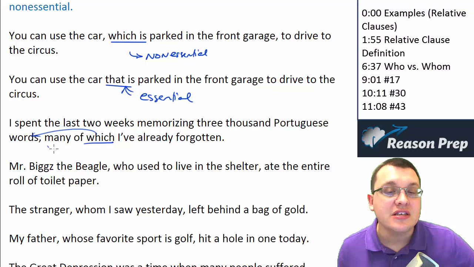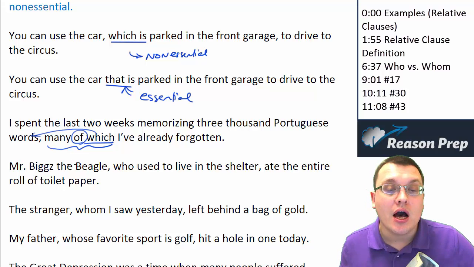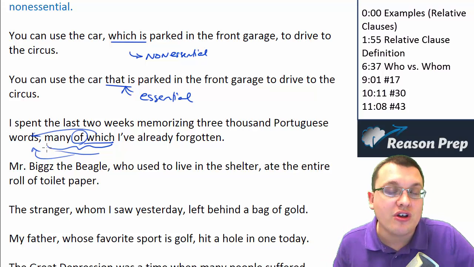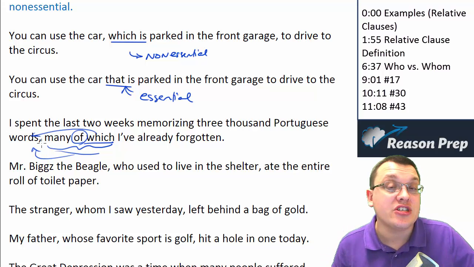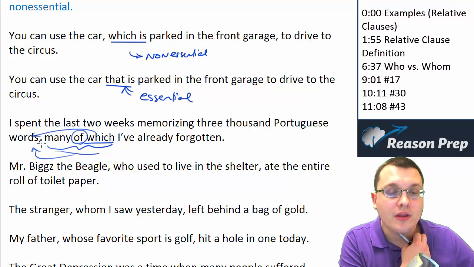You can use this structure where you attach your relative pronoun to a preposition like "of" very often, and this whole phrase refers to the words, right? Many of which, many of these words I've already forgotten, and you can attach sentences like this. It's totally fine, and we will see examples of this on the test.